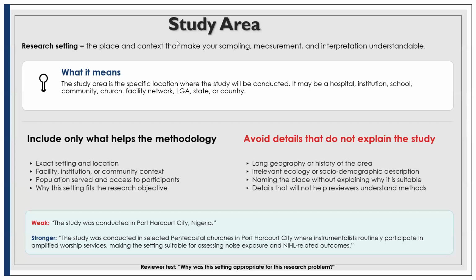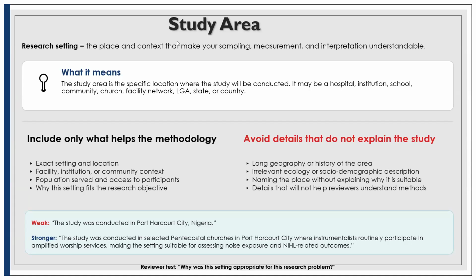So when you're writing the study area or the study setting for your work, you have to include only what helps the methodology. And what are the things that help the methodology? The exact setting and location where you're carrying out that research. Is it in a university? Is it in a health facility? Is it in a community? Is it even in a construction site, especially for those of us doing research on occupational health? Are you taking your participants from a construction company or from an oil rig or oil field? You have to mention the exact context.